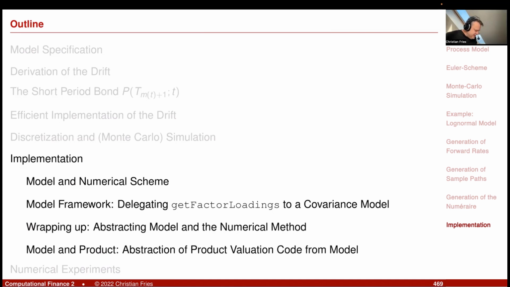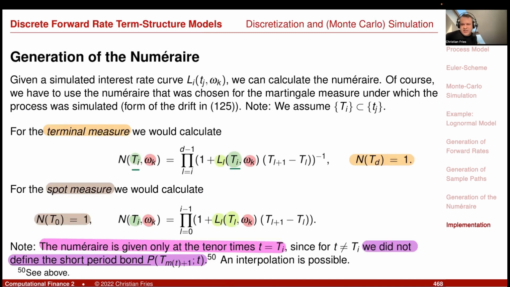We will discuss this then in the next session. Maybe I just conclude by looking at an implementation. Let's look at the implementation of this numeraire here. We looked at the implementation of the drift in the previous session.